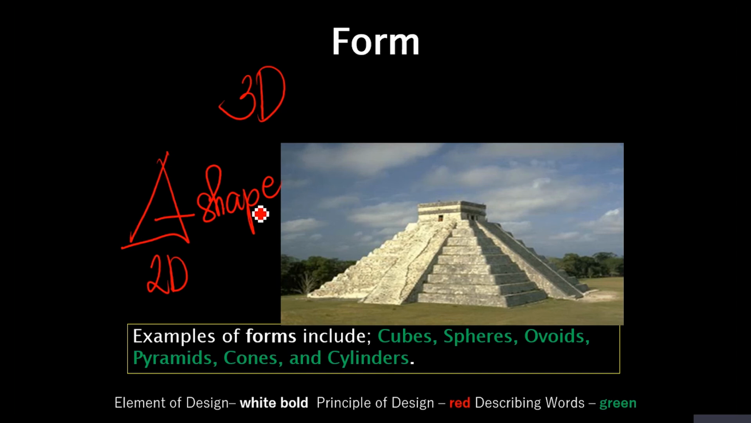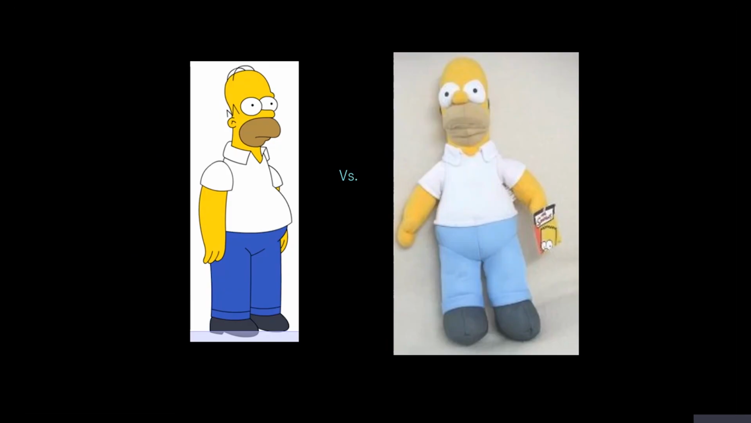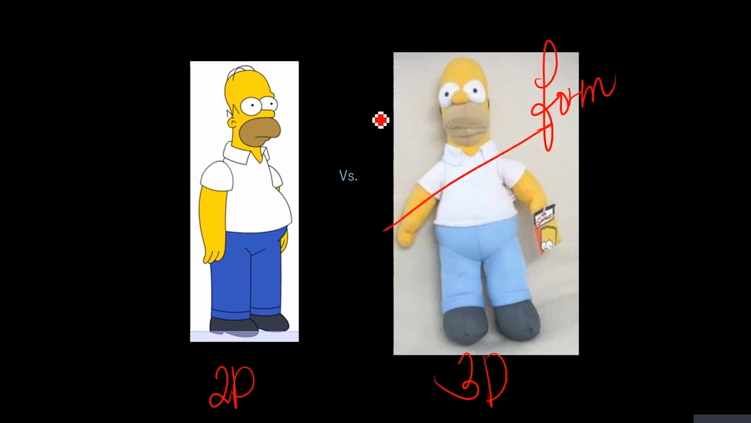On the other hand, we have here the pyramid. A pyramid is three-dimensional because it has height, width, and depth. Examples of forms include cubes, spheres, ovoids, pyramids, cones, and cylinders. Again, when we talk about form, it is three-dimensional. When we talk about 2D or two-dimensional, we consider it a shape. Okay, I have here an example of Bart Simpson. I have here a 2D representation of him, and so this one we consider as form.